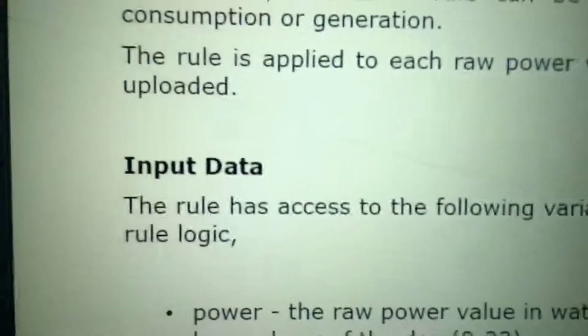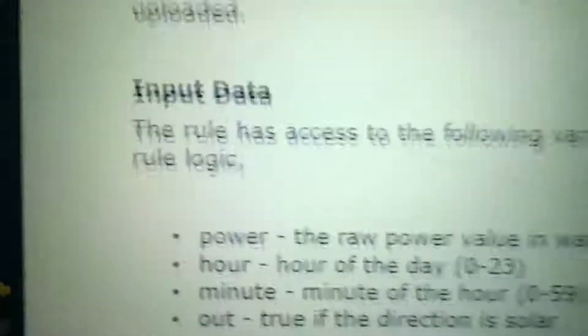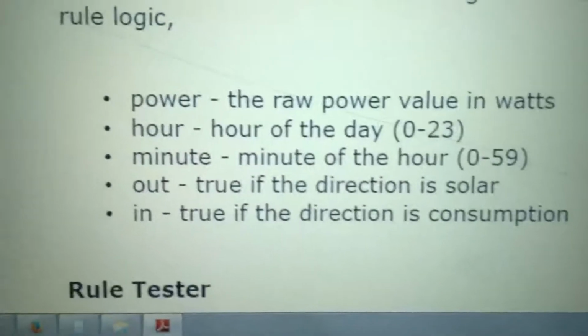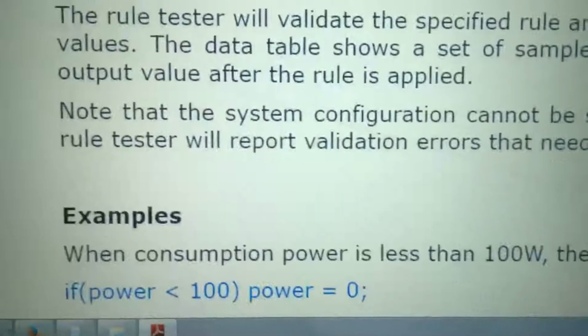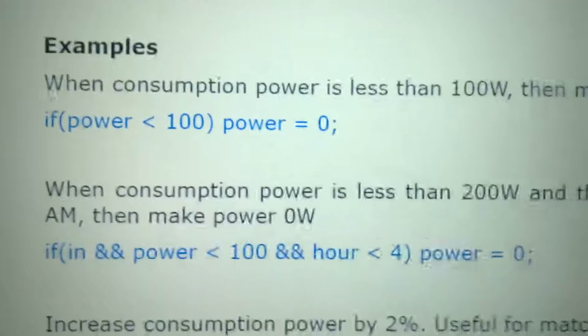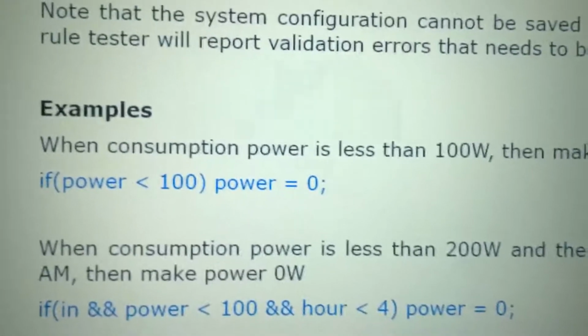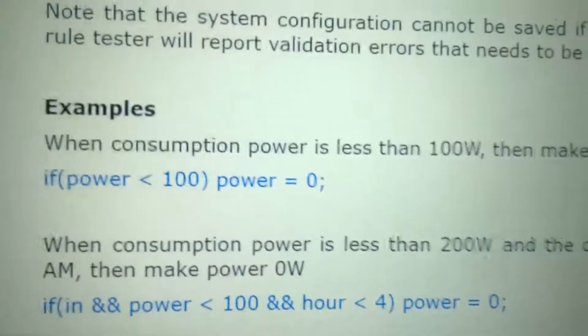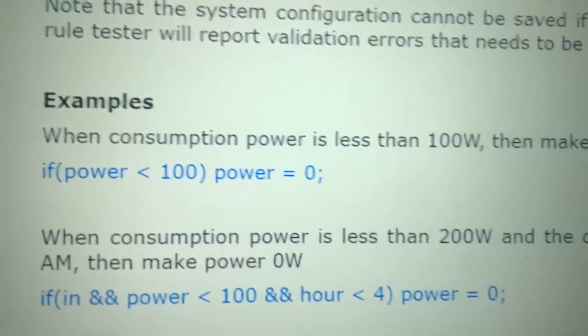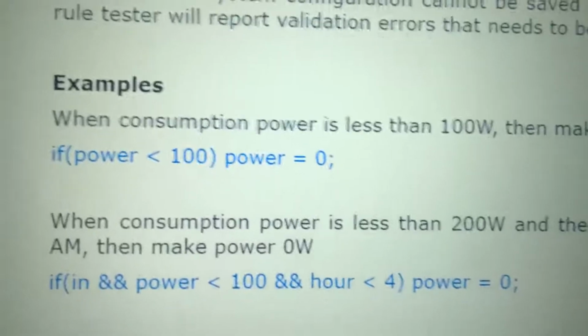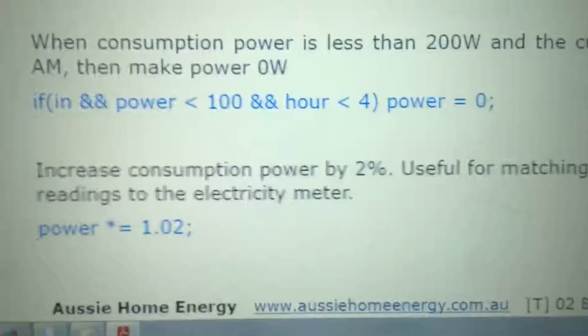Solar custom rules. So that's the kind of rule I set up for my solar line. So if the power is less than 125 watts, then call it zero. It's called phantom power.